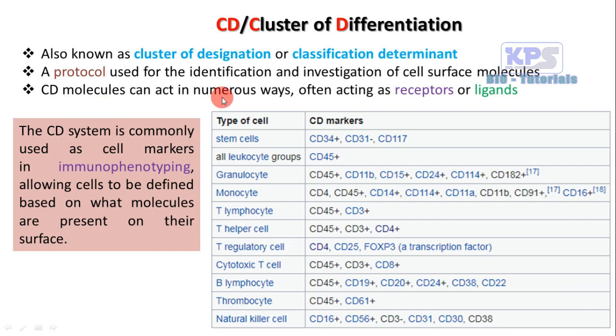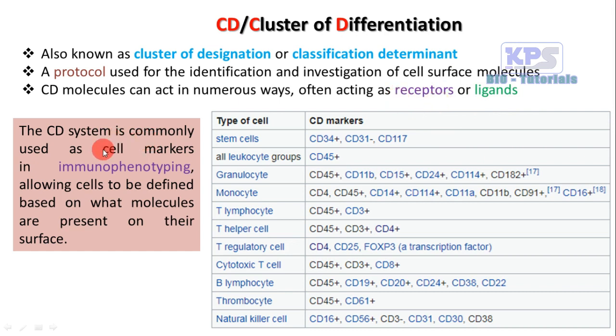These CD molecules can act in numerous ways. Often they act as receptors or ligands. Some of the CD molecules act as receptors, some others act as ligands. Then what are these receptors and ligands? You might have heard about receptors, many hormone receptors and many receptors in the cell signaling pathway, etc. So ligand means a substance or a molecule which will bind on the receptor. Usually the ligands are smaller than the receptor.